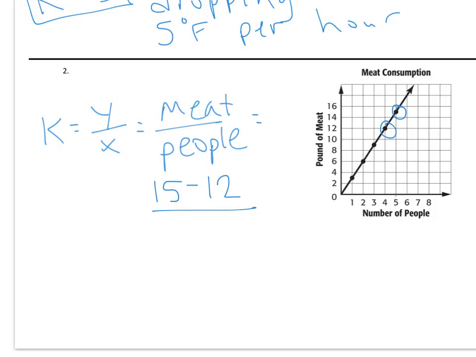Now for the people, I need to use the 5 and the 4. So 5 minus 4. And 15 minus 12 would be 3, and 5 minus 4 would be 1. So that means that every one person is buying 3 pounds of meat. So basically the butcher shop would be selling 3 pounds per one person.